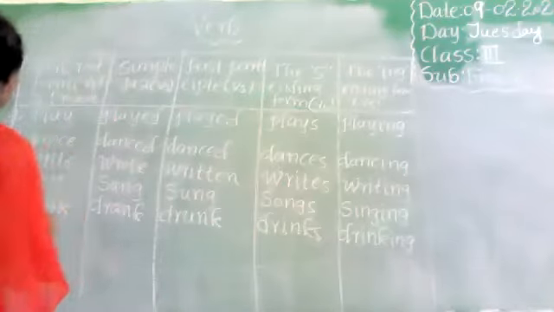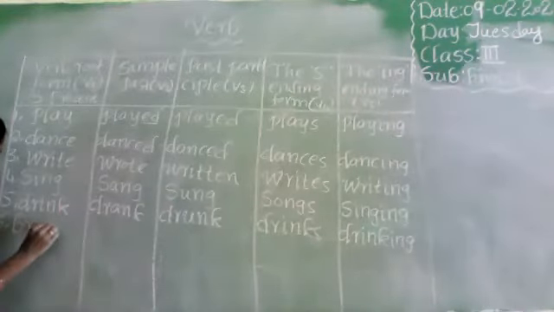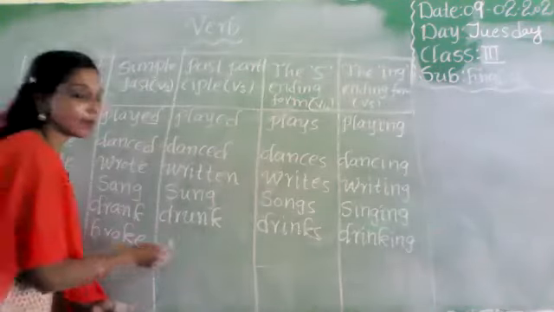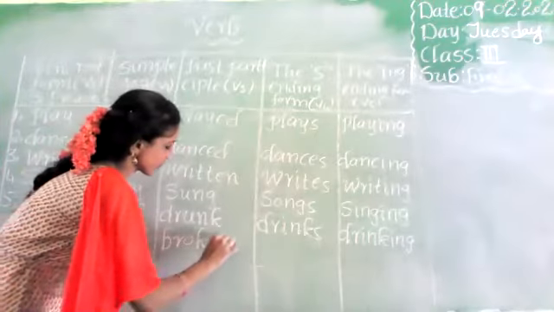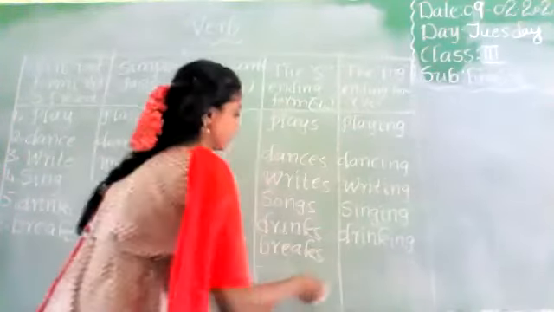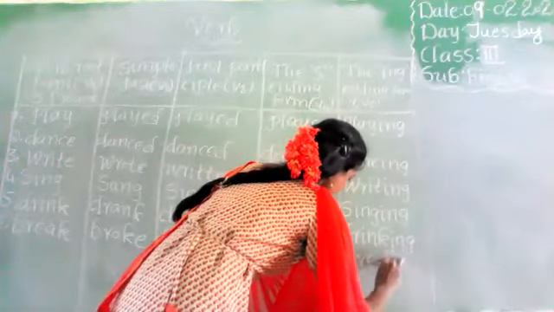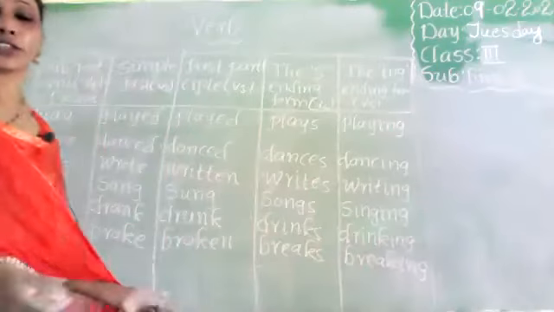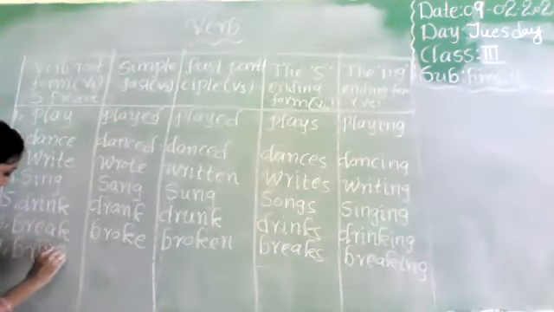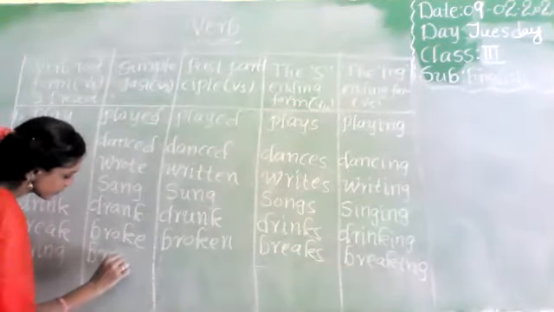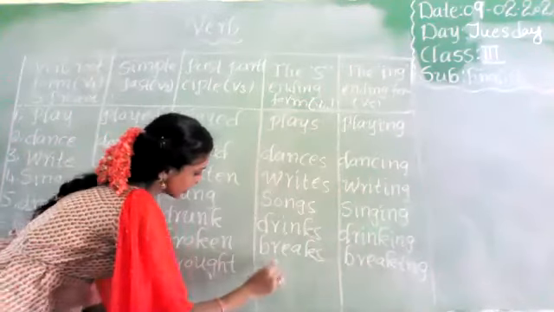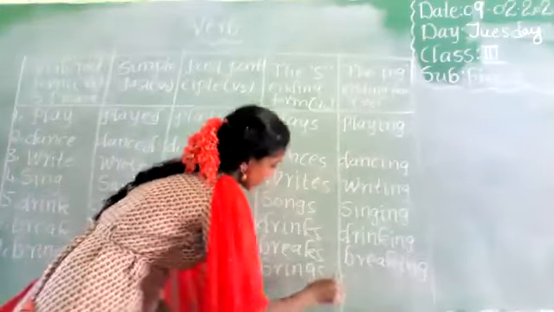Next, break. Sixth verb. Root form is break. What is the past form? Broke. Past participle form? Broken. Here, S ending verb, breaks. Breaking. Next, bring. Seventh verb, bring. Here, brings. Bringing.